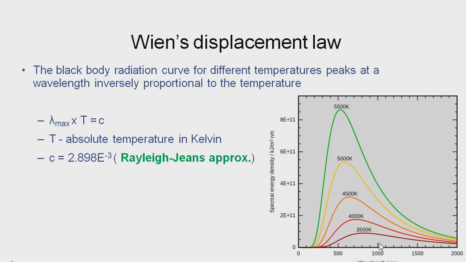This expression can easily be derived by differentiating, using calculus, the equation given by Planck's distribution law, where T is the absolute temperature in Kelvin and the value of C is 2.898 × 10⁻³ meter Kelvin.